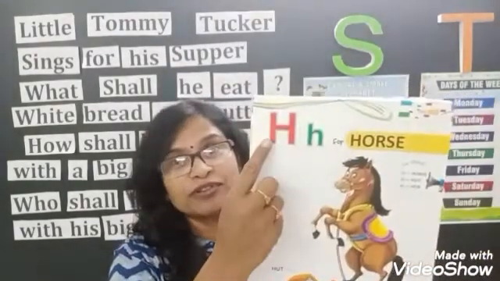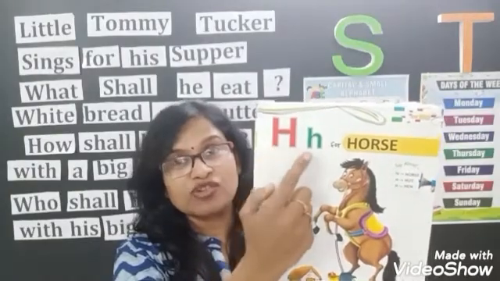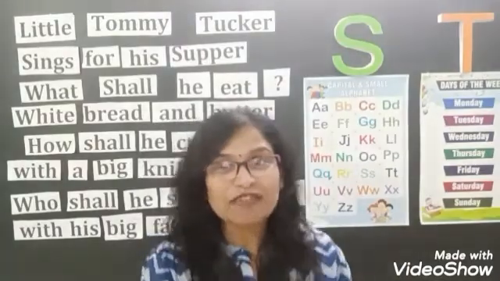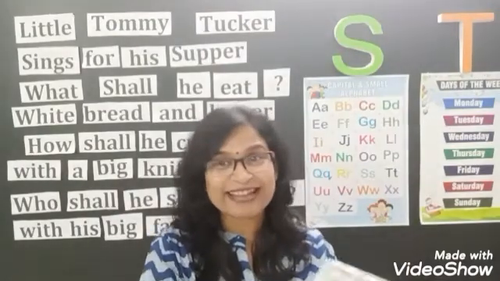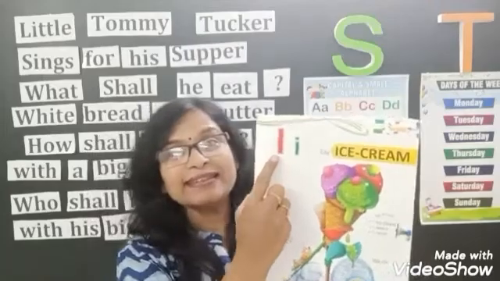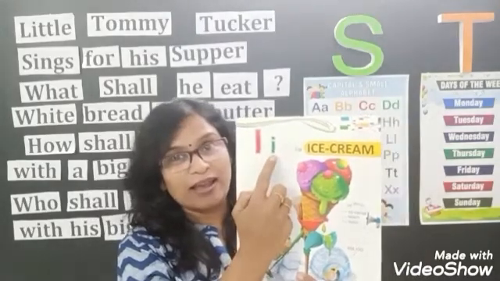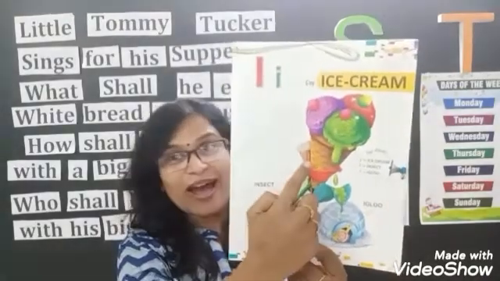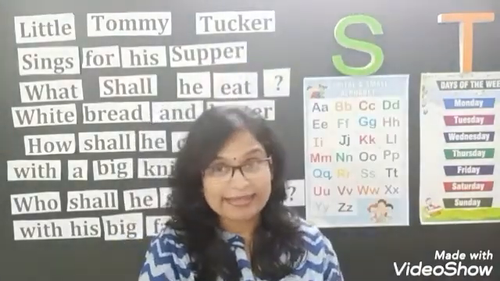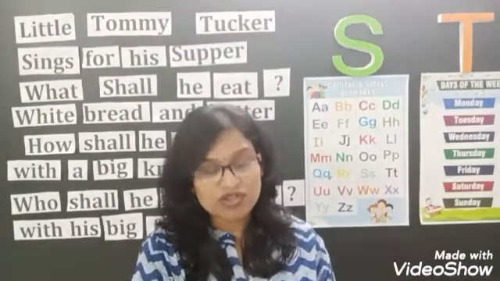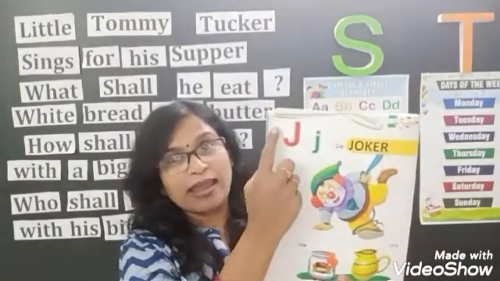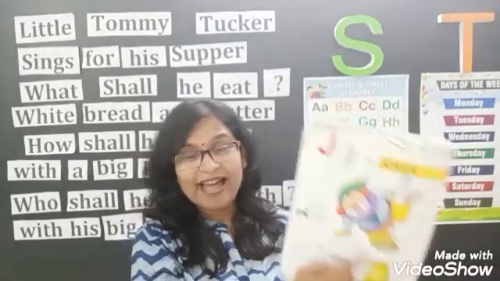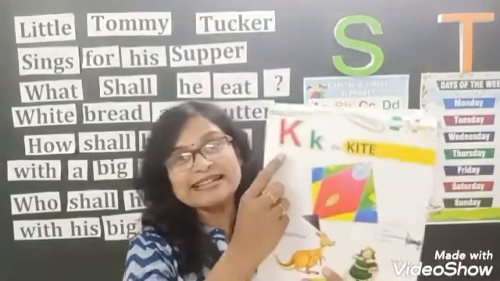After G comes letter H. Capital H and small h. H for horse. One paisa for horsey, right? Tick tock, tick tock. This is capital I and small i. I for igloo. I for ice cream. And then comes letter J. Capital J and small j. J for joker. After J we have letter K.